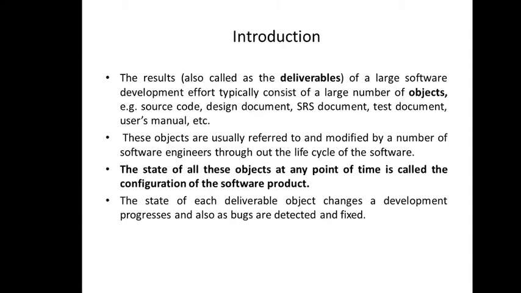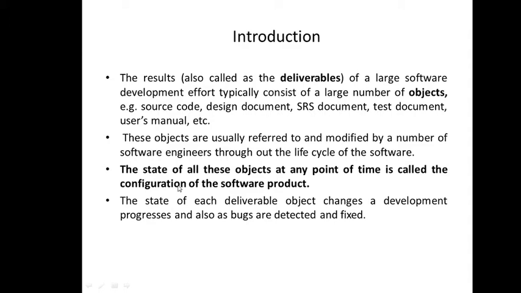So, what do you mean by software configuration management? What is a configuration? The state of all the deliverables. What do you mean by a deliverable? The results or the outputs from a software development. We call them objects also, right? So the state of all these objects at any point of time is called the configuration of the software product, right? So now we have these documents at a particular instant of time, say T1, it is version 1.0, SRS 1.0, that is the configuration, right?